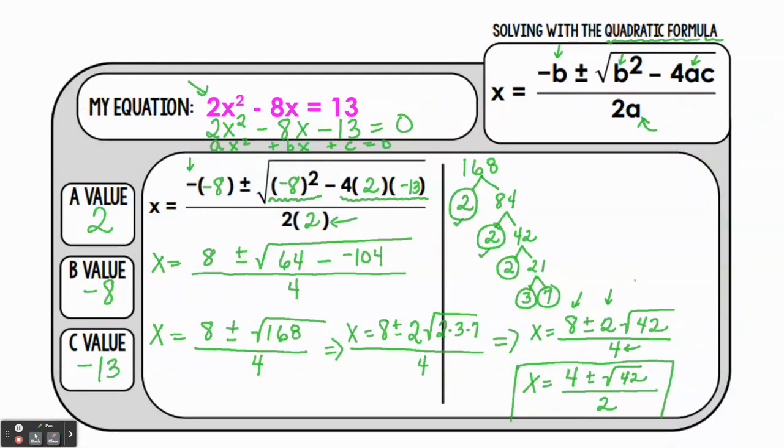Now, if I have to write them as 2 separate solutions, that would look something like this. I could write it as x equals 4 plus the square root of 42 over 2. And the other one would be x equals 4 minus the square root of 42 over 2, which of course, then you could go to your calculator and get decimals if you needed to. But this is how I find the quadratic formula used the most and simplified.